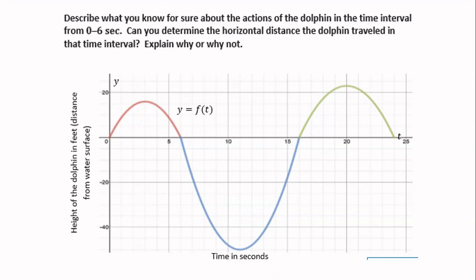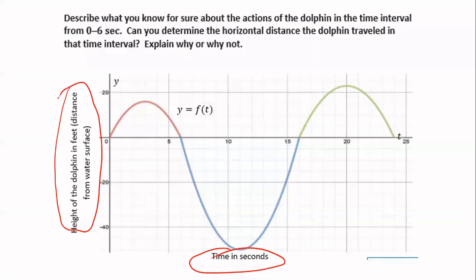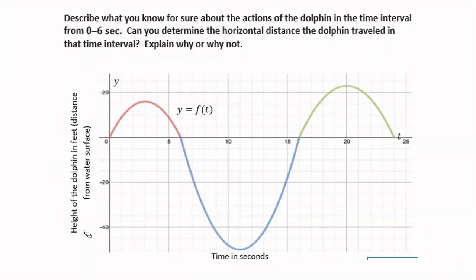It says, describe what you know for sure about the actions of this dolphin in the time interval from 0 to 6 seconds. Can you determine the horizontal distance the dolphin traveled in that time interval? Explain why or why not. If we look at our two axes, the x-axis is time, and the y-axis is height, the distance from the water's surface.